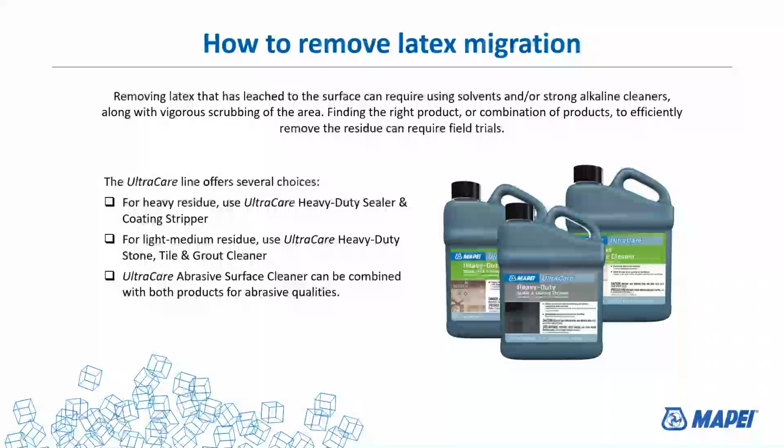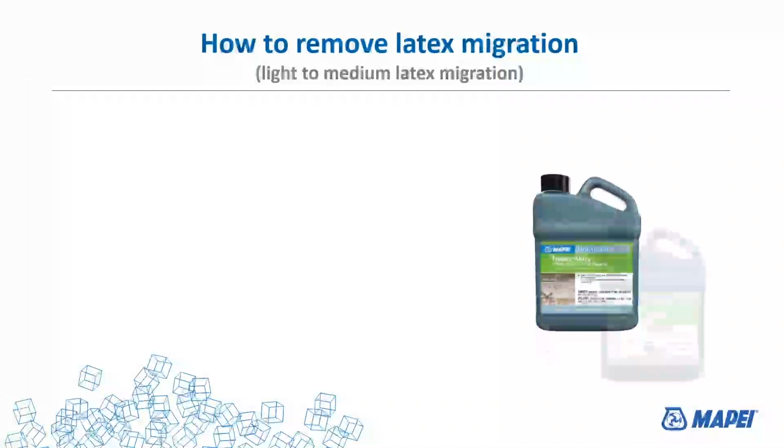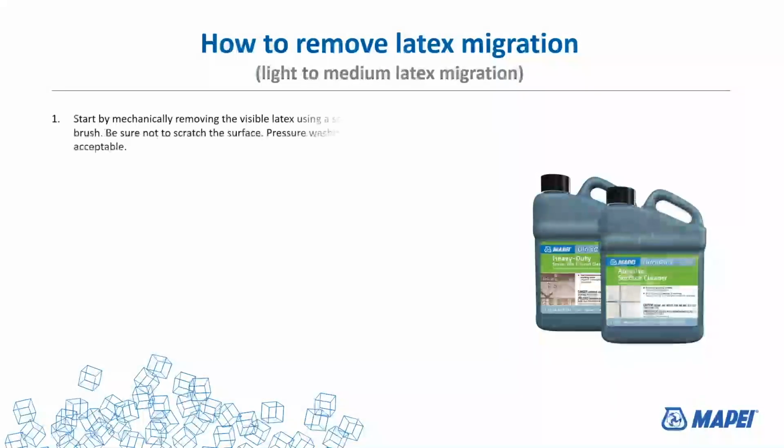To go through the product, the best way to remove the heavier, light to medium, I should say, is to start by mechanically removing the visible stuff that we talked about with a scrub pad or a nylon brush. Be sure not to scratch the surface. You can go with a stiff bristle brush, just make sure it's not metal and make sure the surface can handle it. In today's world, about 90% of the applications out there are installations of porcelain tile, so it should be able to take a nylon bristle brush quite easily.